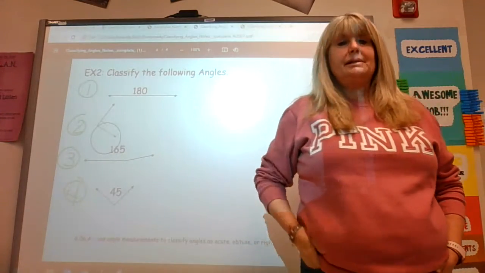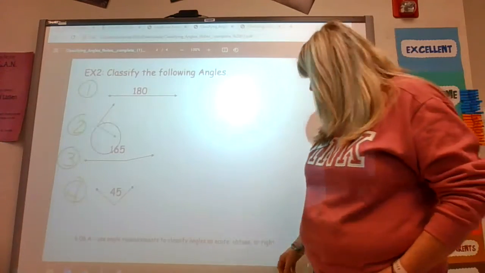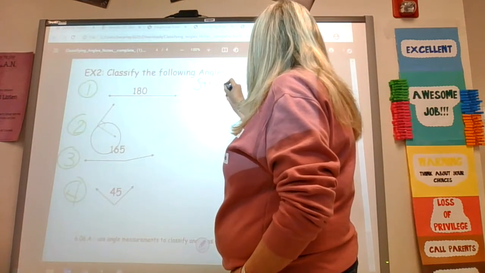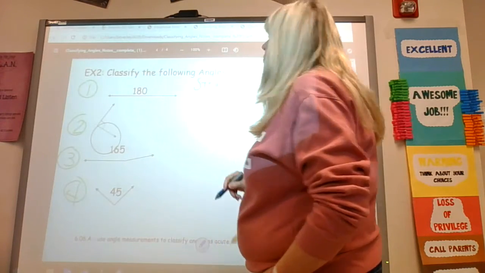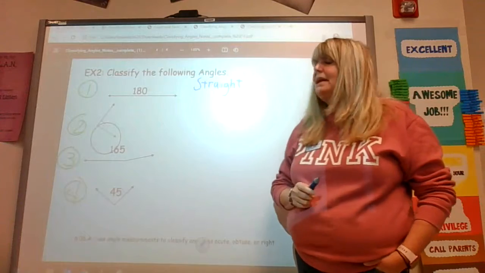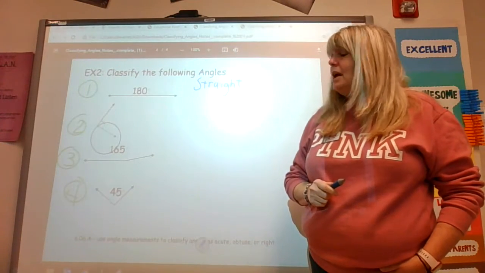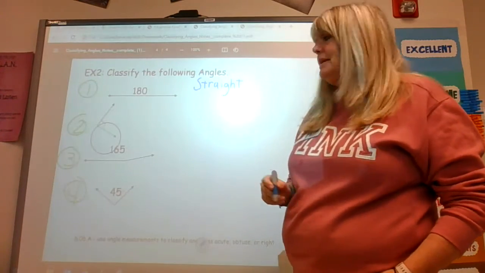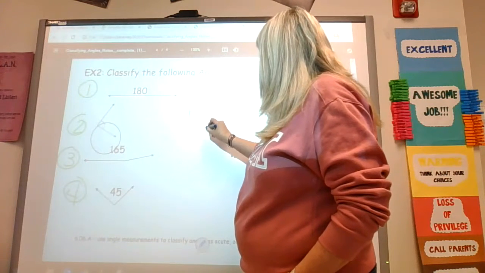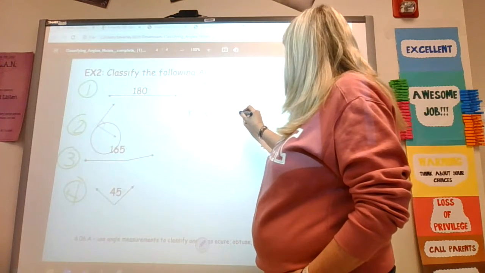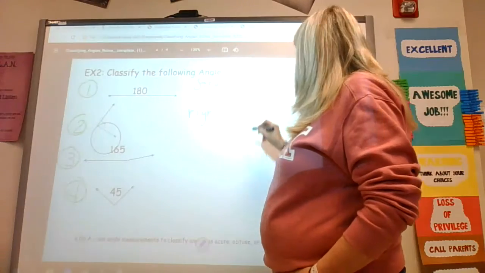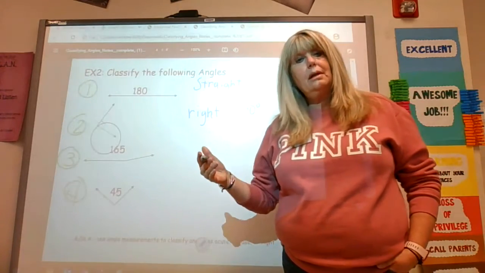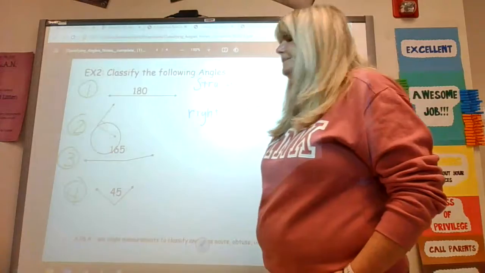Who can tell me what that one is? Okay, if you said straight, you were correct. Let's look at the second one. I also want you to kind of tell me why you think it's that angle. Okay, the second one, if you said right, you are correct because it equals 90 degrees. And I would go ahead and write that out to the side of your notes so that you remember that it equals 90 degrees.